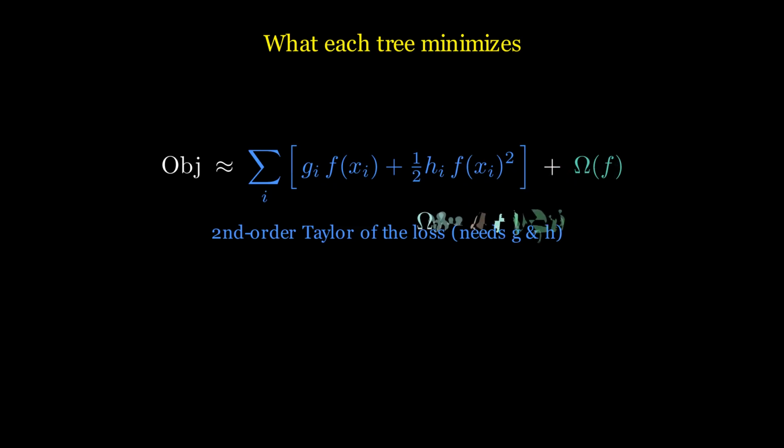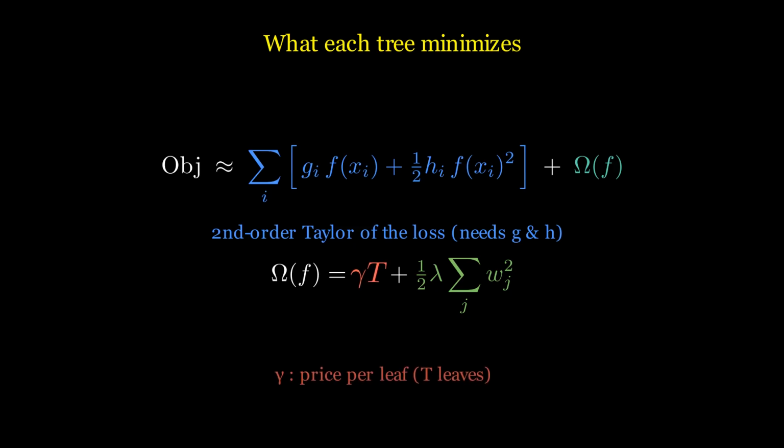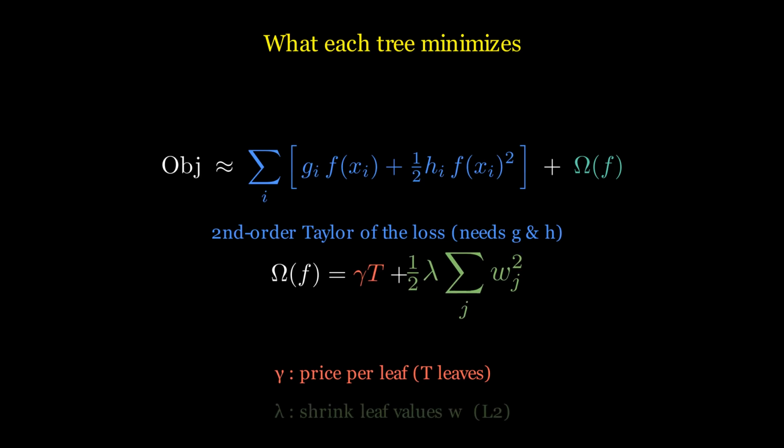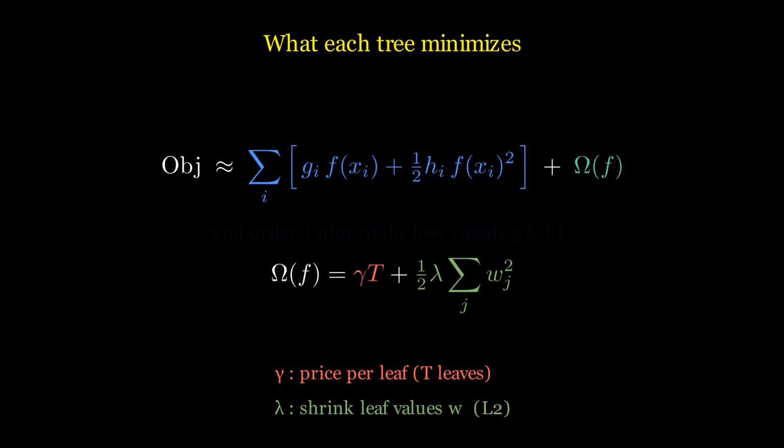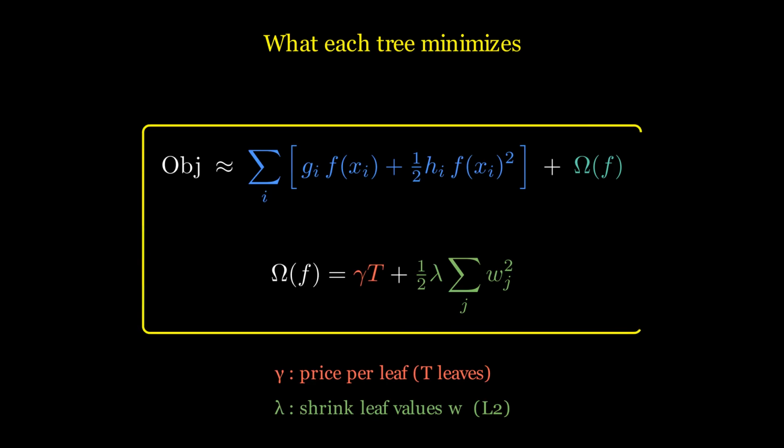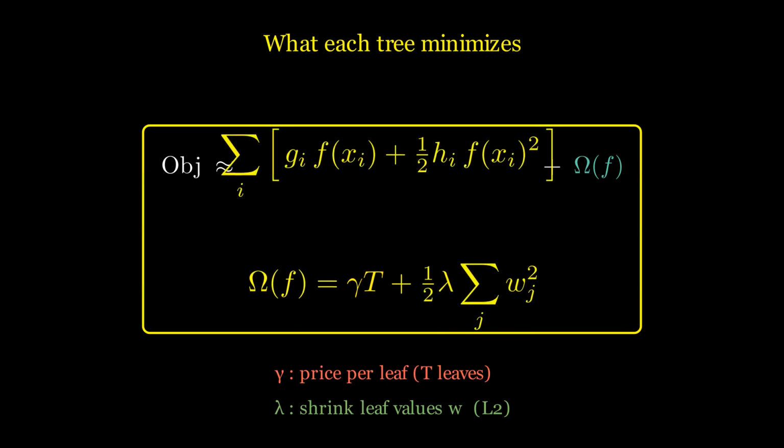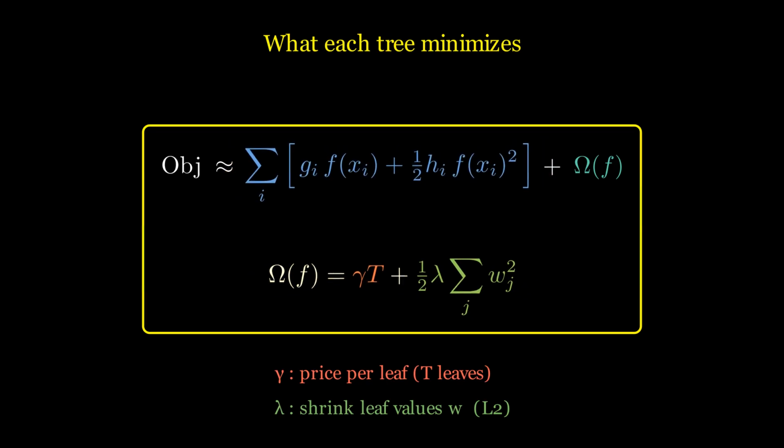That penalty is XGBoost's discipline. It has two knobs. Gamma charges a fixed price for every leaf the tree adds, and lambda, an L2 penalty, pulls every leaf value gently towards zero, so no single correction gets too bold. So fit isn't just reducing error, it's reducing error minus a fee for complexity. That built-in regularization is a big reason XGBoost resists overfitting where plain boosting struggles.